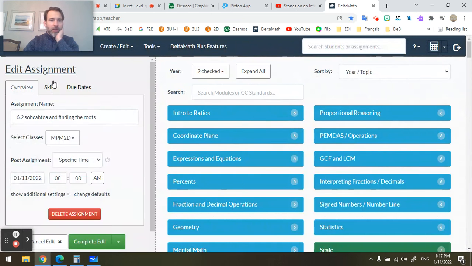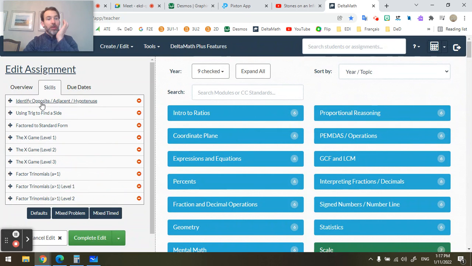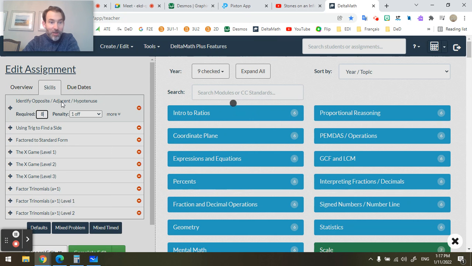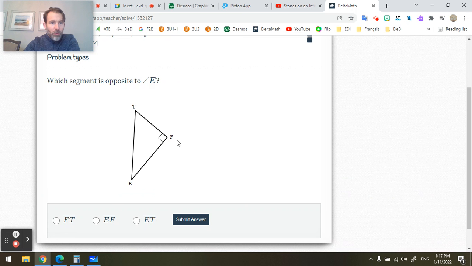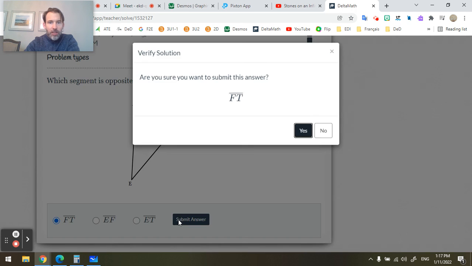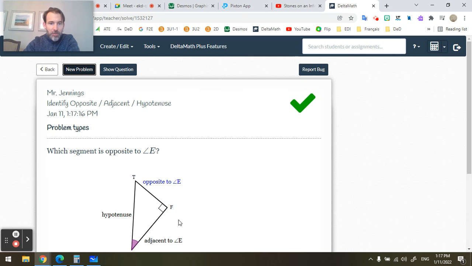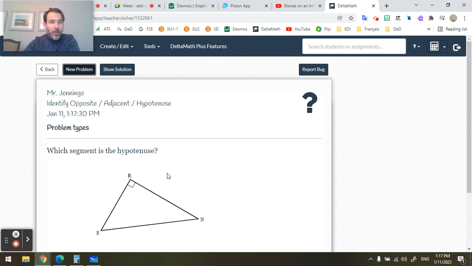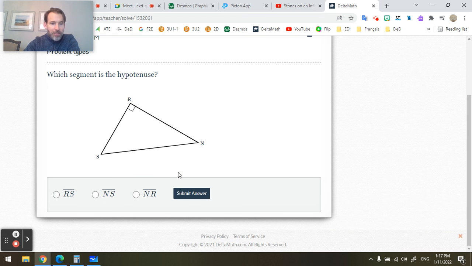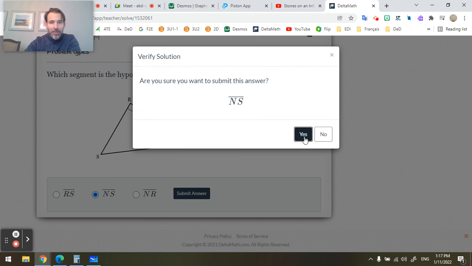So we have here also, we want to identify opposites and adjacents and hypotenuses. And I give you lots of these to practice because they're super fast. What segment is opposite to angle E? Well, it's TF or FT. Yes, that's the opposite. See how it's opposite over there? It's across. What segment is the hypotenuse? NS. NS is the hypotenuse. That is the one that does not touch the right angle.